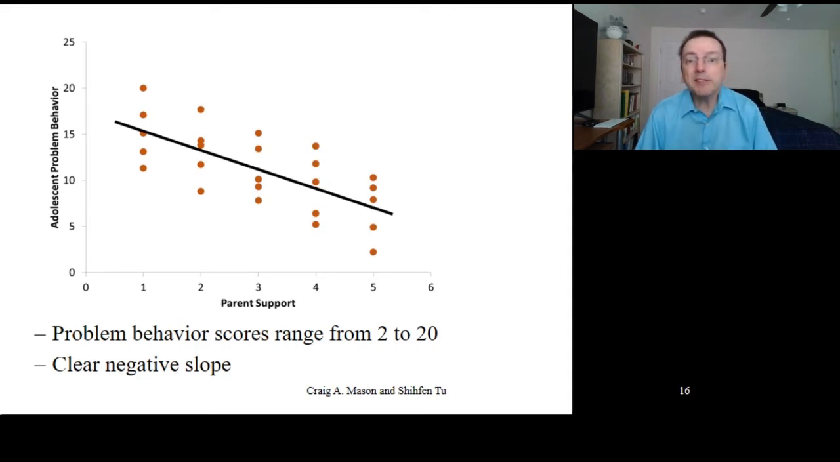But not surprisingly, some kids have higher scores than we would expect, more behavior problems than we think they should have given their level of parental support. And these cases are seen in the positive residuals. And other kids have lower levels than we would expect, lower scores, fewer behavior problems than we think they should have given their level of parental support. These cases have the negative residuals.